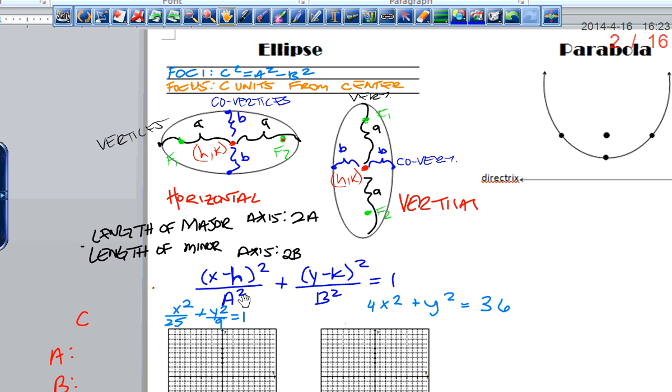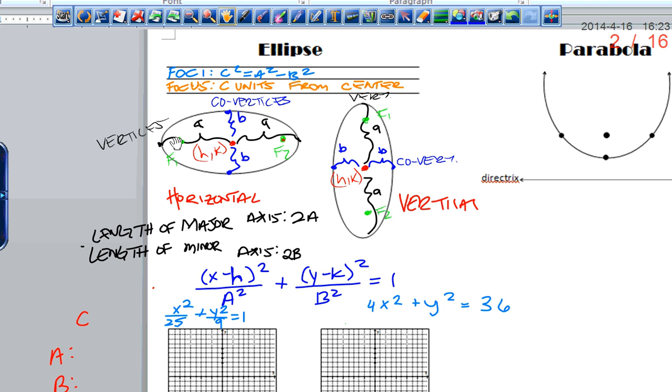All right, so first thing, equation here. If it's horizontal, it's going to have the bigger number underneath x. If it's vertical, it's going to have the bigger number underneath y. So this would be a horizontal. Now, if a and b were switched, then it would be vertical. So let's go ahead and go to the graphs here.